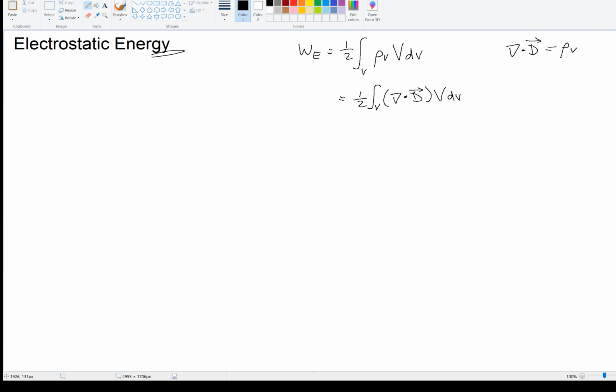Okay, by the way, the capital V is the voltage, the little v is the volume. Now I want you to recall a vector identity. We argued that it was related to the product rule for derivatives.